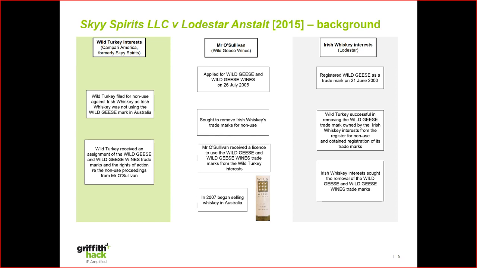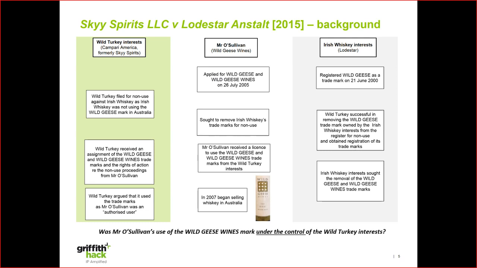And then Irish Whiskey sought to remove the mark that had been filed by Mr. O'Sullivan. So Mr. O'Sullivan's busy using his mark for wild geese in South Australia. Irish Whiskey has filed non-use proceedings against the application held by Wild Turkey, and the court had to consider, was Mr. O'Sullivan using the wild geese mark on his wines under the control of the Wild Turkey Interests Company. So they're very confusing facts. I hope you were able to follow them or you've read the case before.